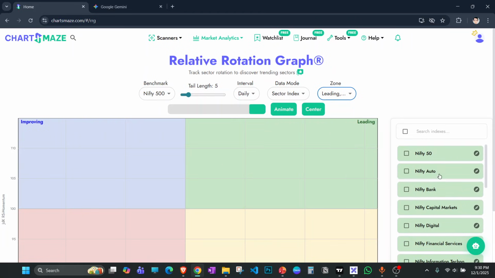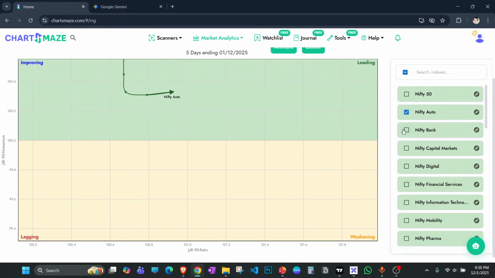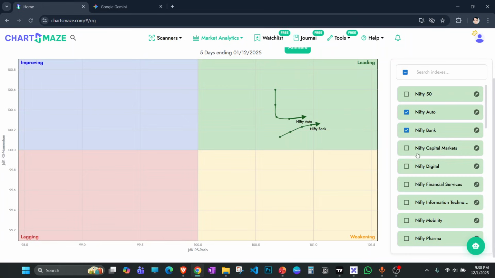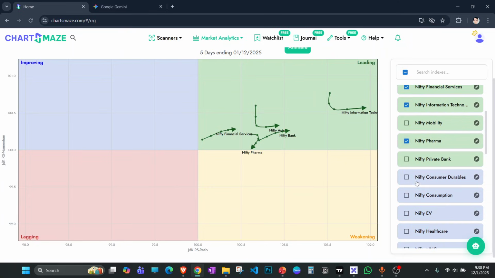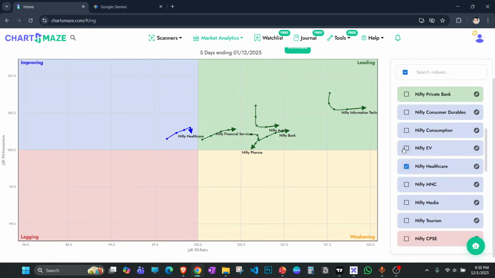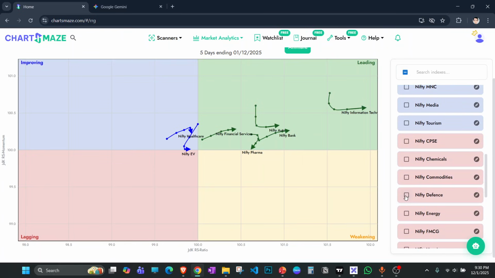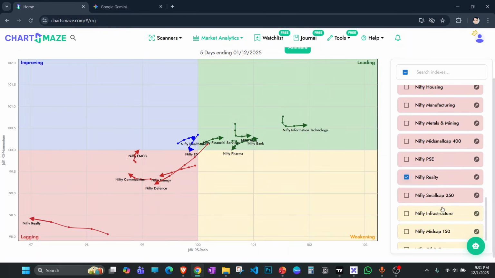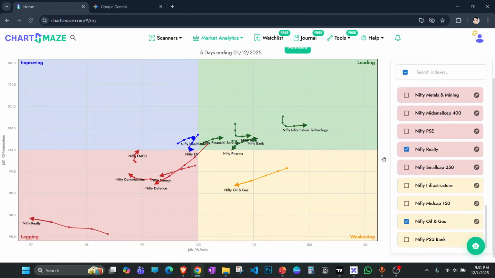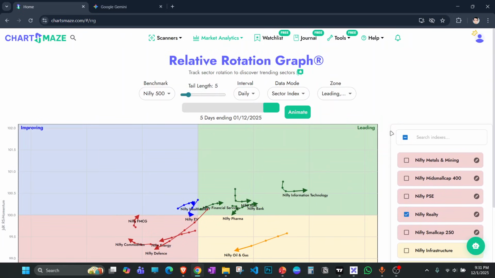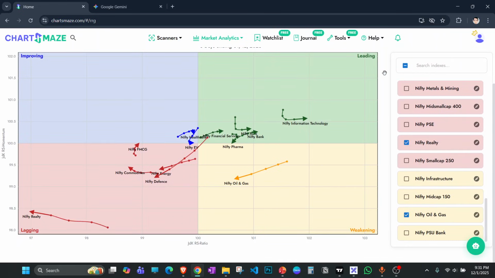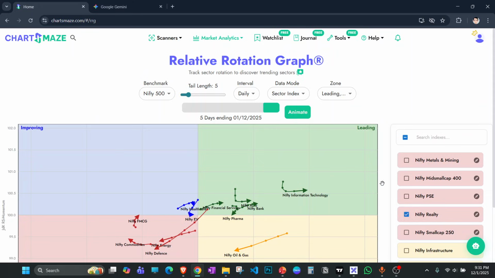Okay, so the sectors I'll be choosing, first being the Nifty Auto, Nifty Bank. Then, let me move it to the center, then we have Nifty Financial Services. Then we have Nifty IT, Nifty Pharma, Nifty Healthcare, Electric Vehicle, and Defense, Commodities, FMCG, Energy. And also Realty, sorry, oil and gas. I don't want to add too many sectors, like 50 or 100 kind of sectors or indices. I don't want that.